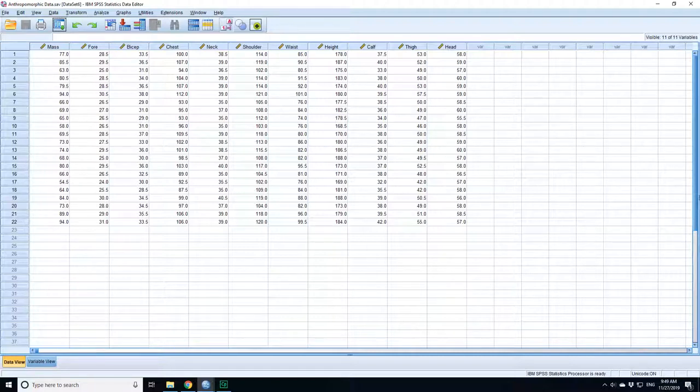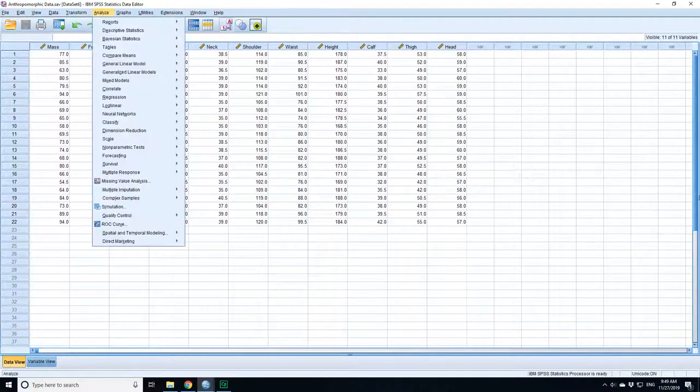Now, if I take out mass, because that's measured in a different unit, kilograms, all the others, forearm length, bicep length, chest, neck, shoulder, waist, height, calf, thigh and head, are going to be measured in centimetres or metres. Now, some of them are appreciably bigger than the others, so height and shoulder width. But if I look at the variability of forearm, bicep, neck, calf, thigh and head, they all are about the same sort of scale. So what I want to do is see, is there more variability or less variability in each of those variables.